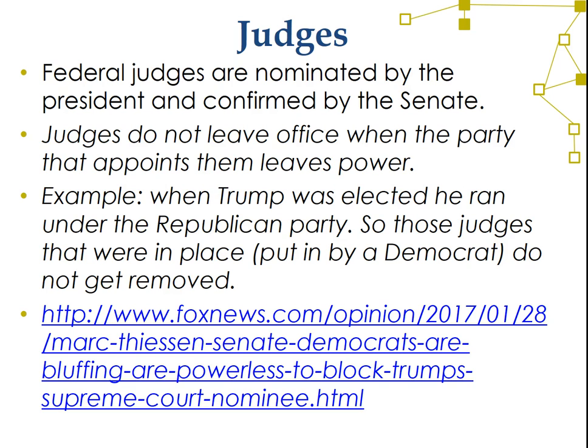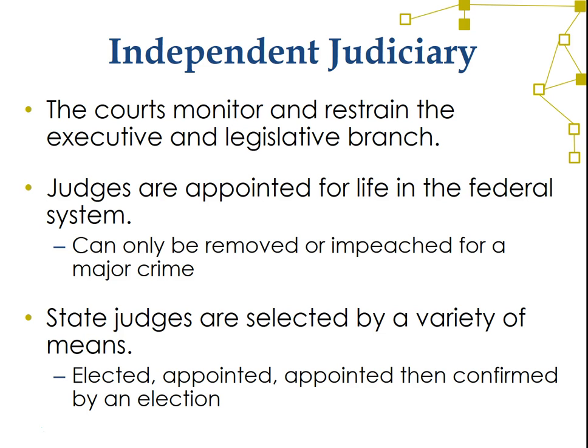And once confirmed, the federal judges hold office during a period of what they call good behavior, which in most cases means until retirement. So judges don't leave office, and again, they don't leave office when the party that possibly appoints them loses power. An example we can look at would be when Trump was elected, he ran under the Republican Party. So those judges that were put in place by a Democrat, they don't get taken out. They stay there until they retire. So hopefully that makes sense, and you're following along with what I'm saying.